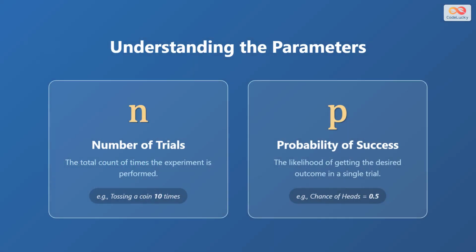To use our formula, we need to know two key variables. The first is n, representing the total number of trials or attempts. For example, if you toss a coin 10 times, n is 10. The second variable is p, the probability of success for a single trial. If you are looking for heads, p is 0.5. These two numbers are all you need.